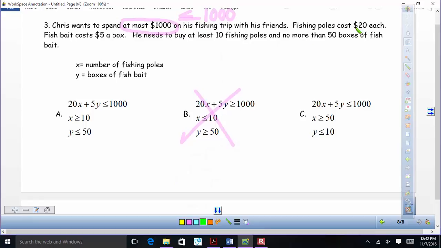Then it says fishing poles cost $20 each. He needs to buy at least 10 fishing poles. Does that mean he can buy more? Yes. At least means can be greater than or equal to 10. Fishing poles is labeled as X. So which one of those fits, A or C? A.